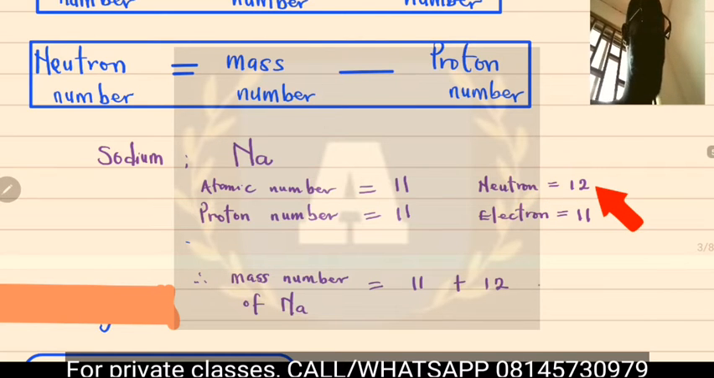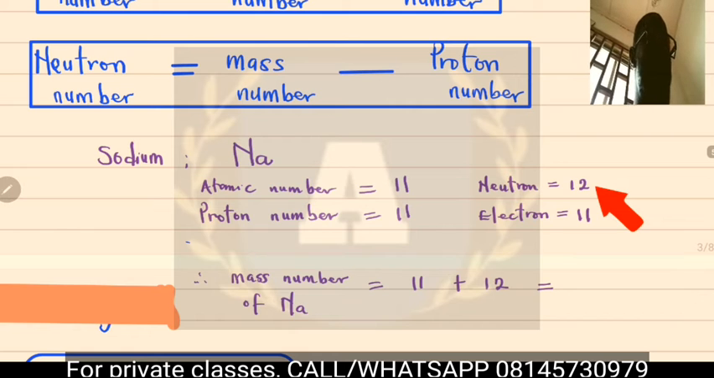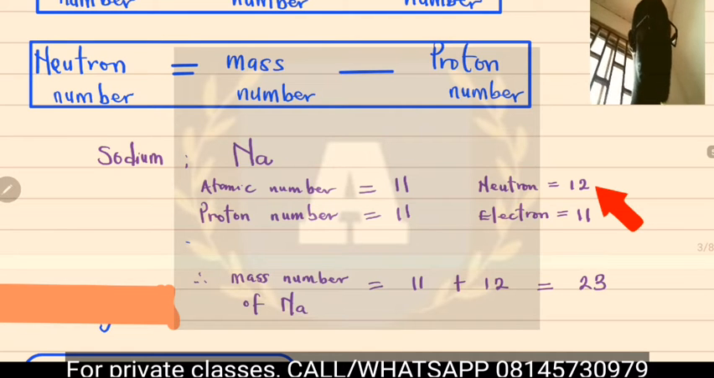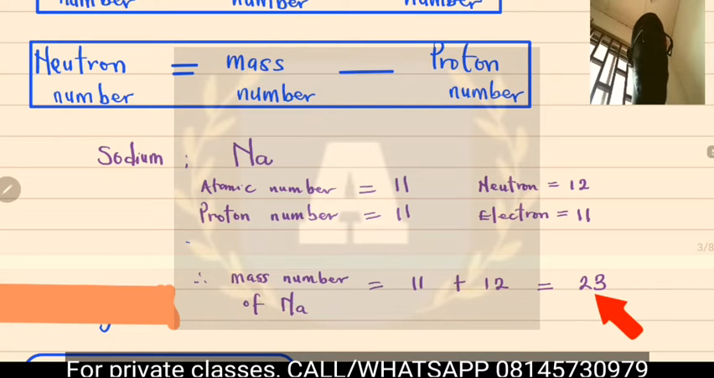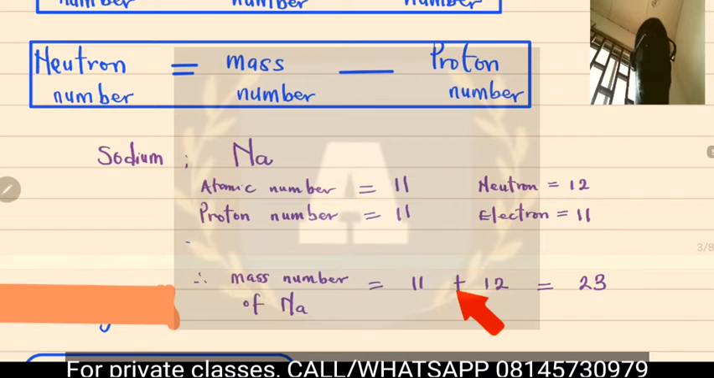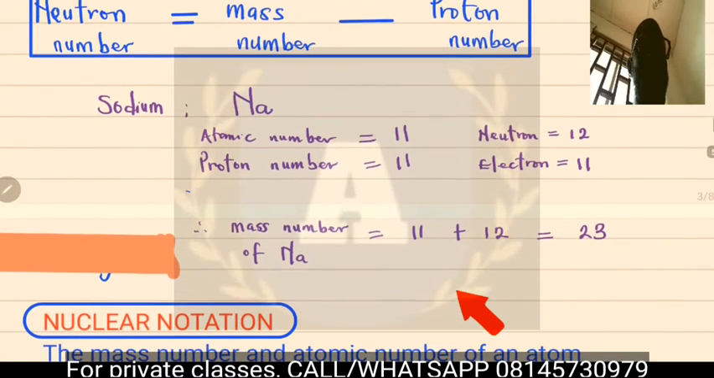So when you add the two, that is going to be 23. Okay, so 23 is the mass number of the sodium atom. So the neutron number is 12, and the proton number is 11. Now, we quickly look at nuclear notation.